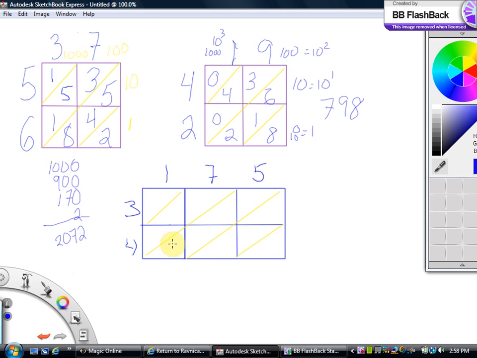Now, on this one, we can see 34 times 175. We're still going to set it up just like that. And once again, here's our ones, here's our tens, this is our hundreds column, this is our thousands, and then this is just our 10,000s column. Okay? So 1 times 3, 3. 21. 15.